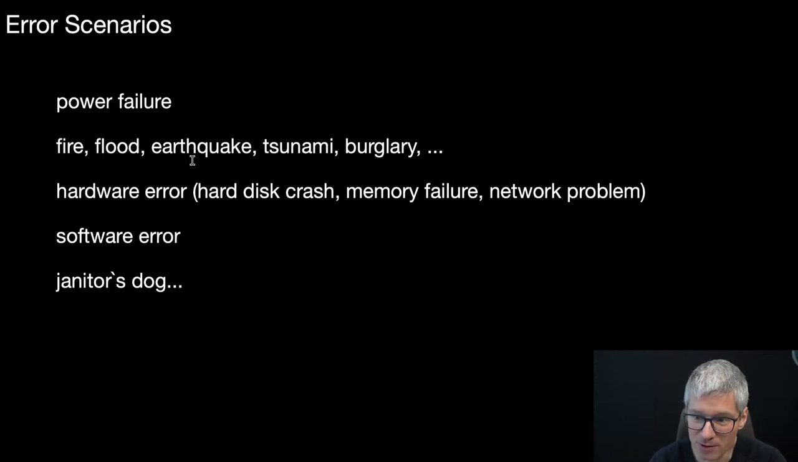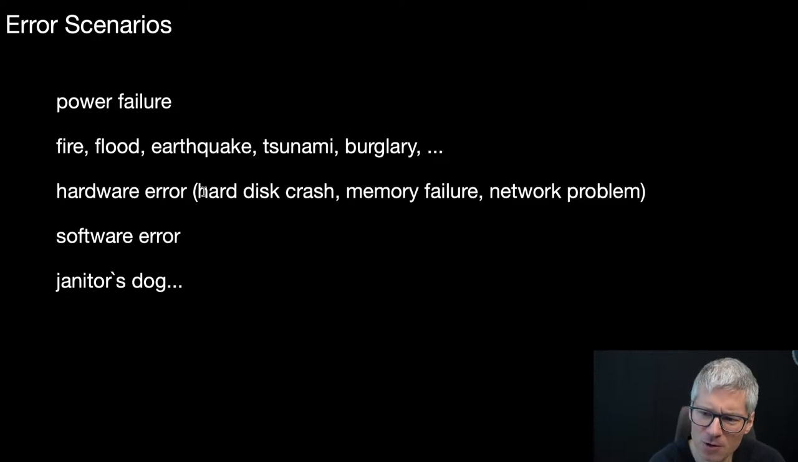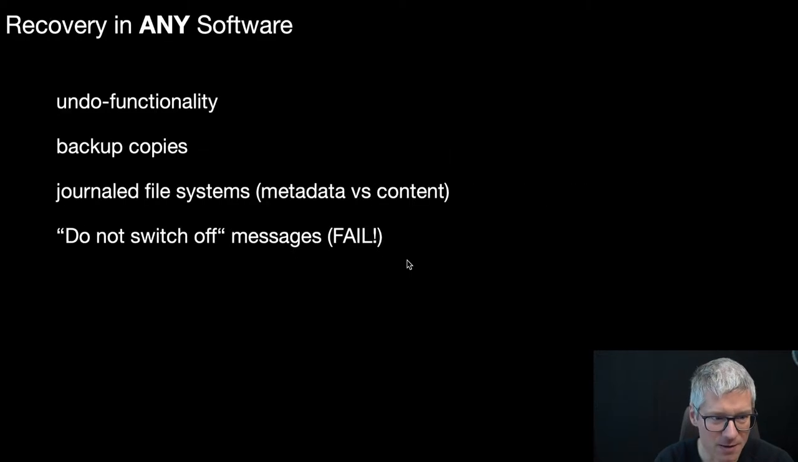Fire, flood, earthquake, tsunami, burglary. What happens with your data in those cases? Hardware error. What happens with your data? We touched that briefly already when talking about RAID, redundant array of independent disks. That's a hardware mechanism. You can also implement it in software, but that's a mechanism to make storage more stable. Software error. What happens if there's any bug in your application program or even the database itself? Or the janitor's dog could be another problem: the janitor's dog in the data center peeing on the database server. Then you may have a problem, and the dog as well.